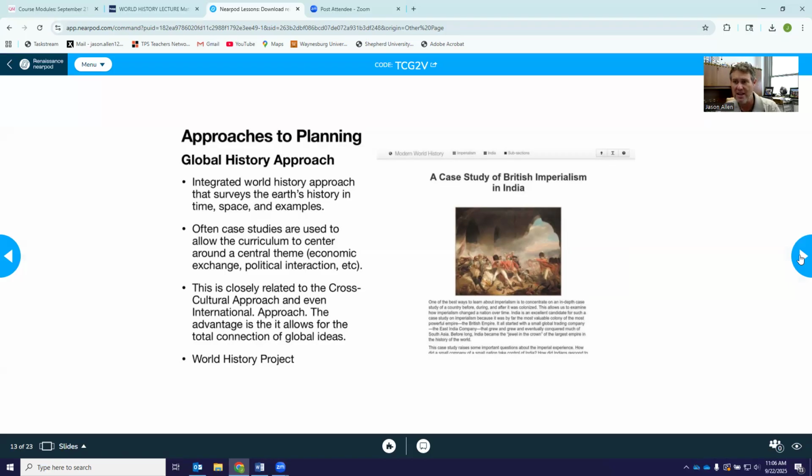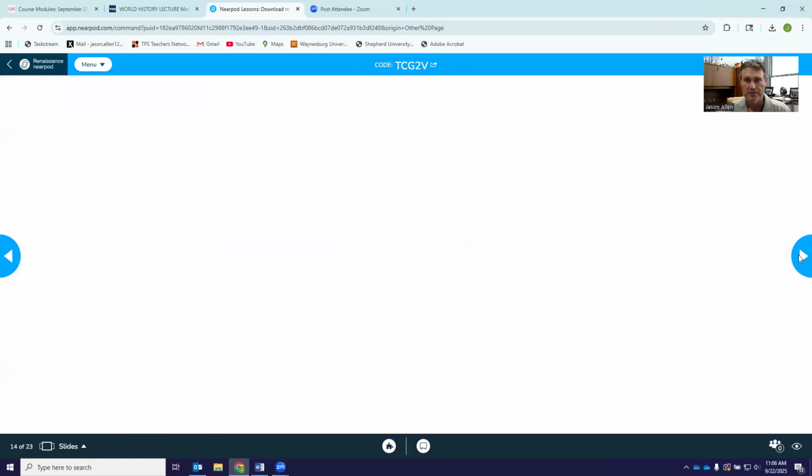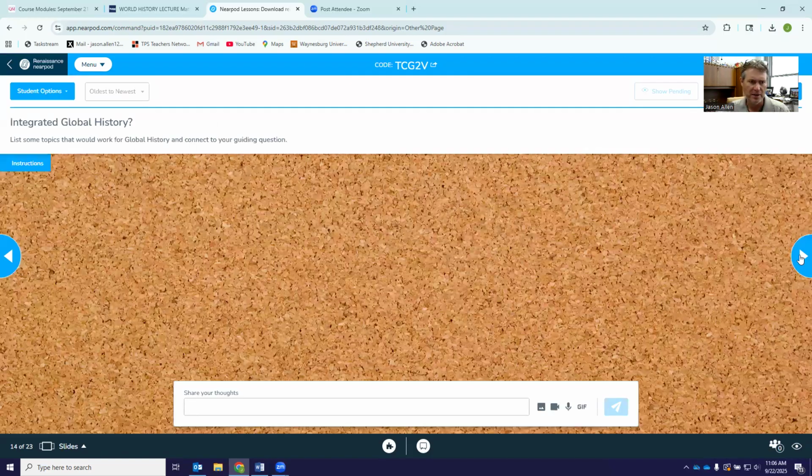The next one we're going to look at is the cross-cultural approach. It's the same kind of way. You're looking at things not just from a Western lens. The World History Project, which I have a link to on the Brightspace page, gets into this a little more. It's more world history than Western Civ. Kind of on a theme with that a little bit, aren't I?